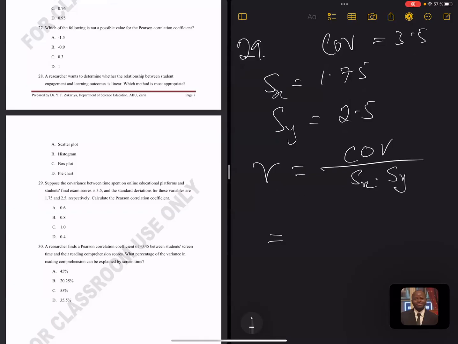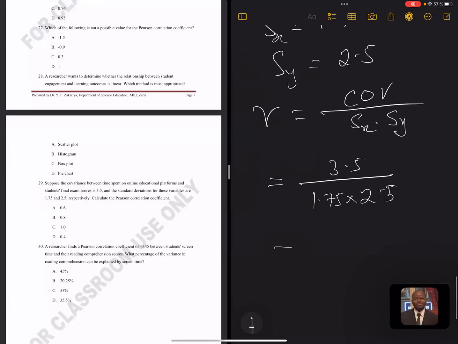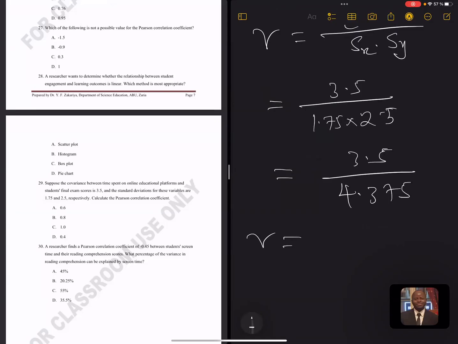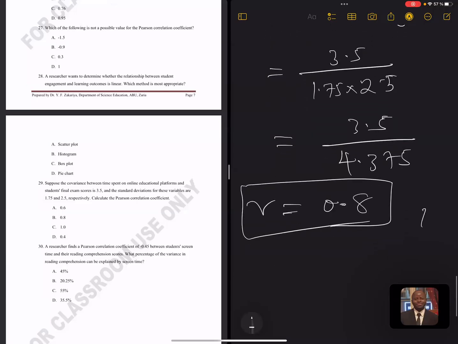So this will give you covariance 3.5 divided by SX, 1.75, multiplied by SY, 2.5. Press your calculator, let me know. What is 1.75 multiplied by 2.5? 4.375. Thank you very much. Now when you divide 3.5 by that, you get 0.8. Perfect. So the correlation coefficient between the two variables is 0.8, and the right option is option B.